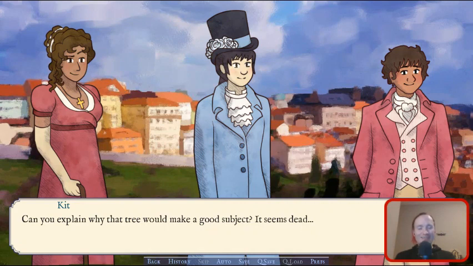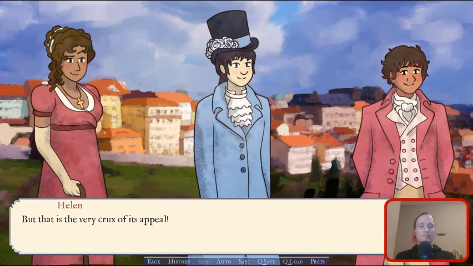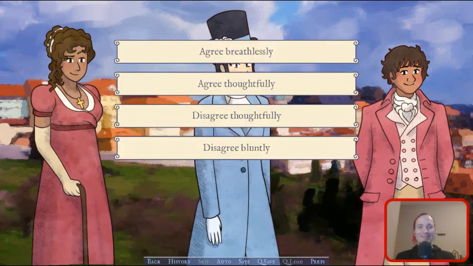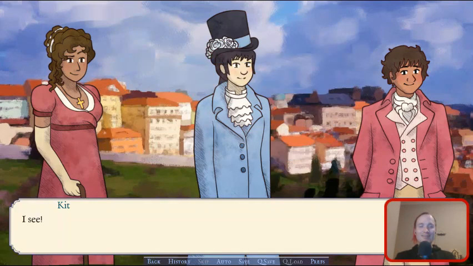Miss Morland. Kit. Come on, you love spooky castles. But that is the very crux of its appeal. Helen is like a secret goth here. Agree breathlessly. Oh my gosh. Yes, agree breathlessly. Or do you want to do another one? Yeah, spooky tree, that is awesome.